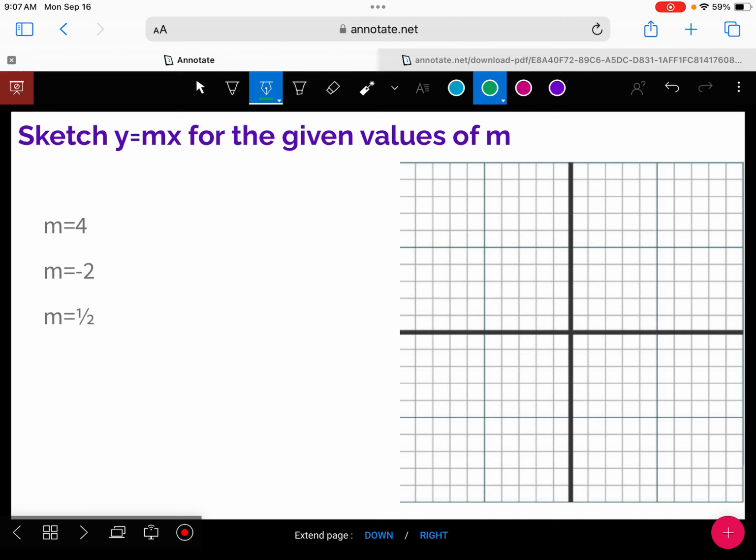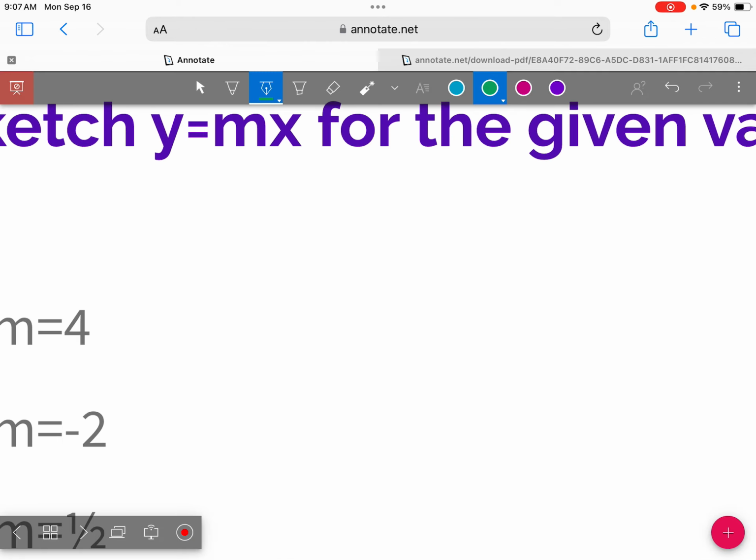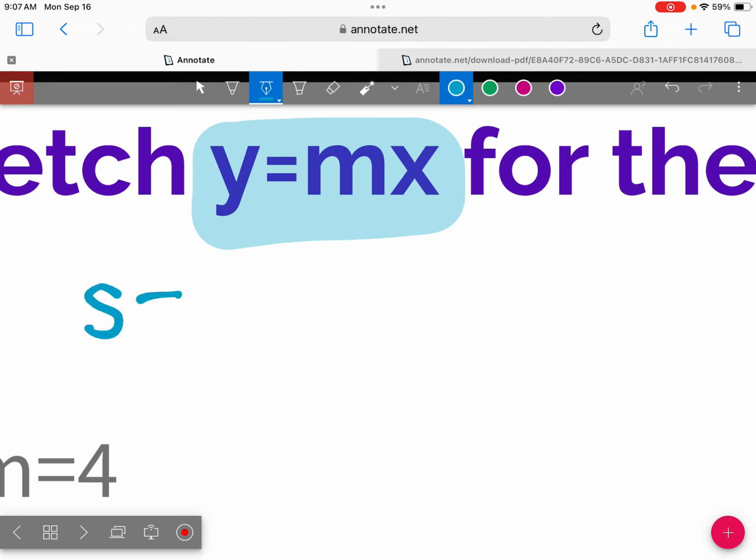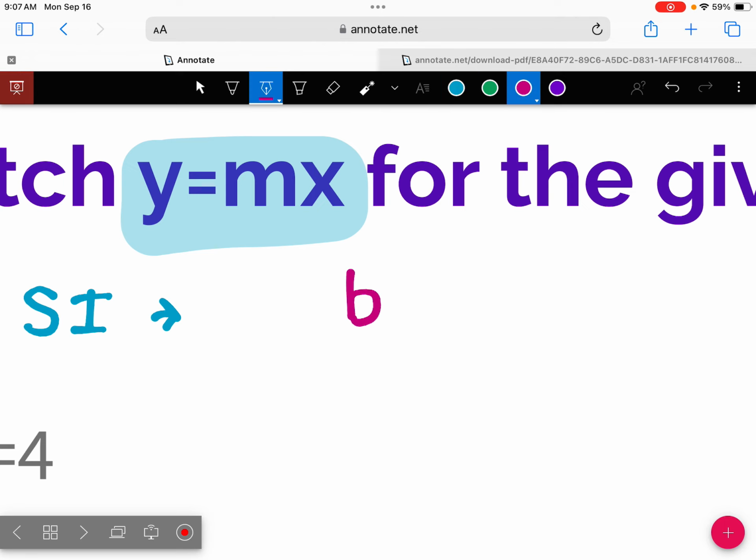Okay, so we're going to sketch the equations for y equals mx using these 3 different m's. First things first, what form is this kind of in? Slope-intercept, right? But what's my b? 0. So my b is 0 for all of these.